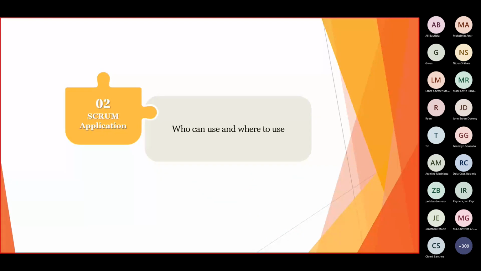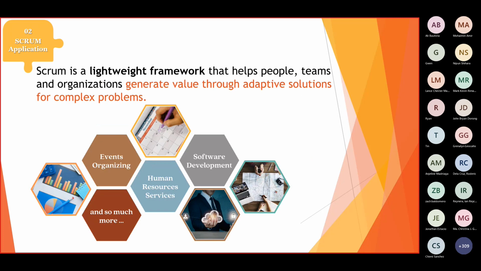Who, when, or where can we apply Scrum? All right, so let's go back a little bit to the definition that we presented earlier. As we say, Scrum is a lightweight framework that helps people, teams, and organizations generate value through adaptive solutions for complex problems. So we have here the highlighted phrase: to generate value through adaptive solutions for complex problems.